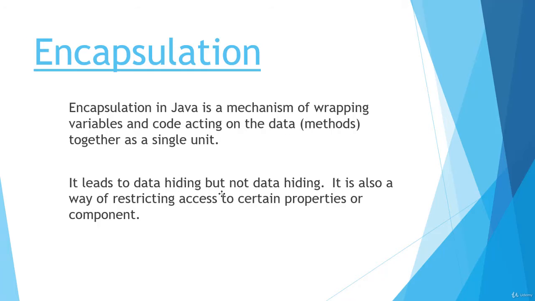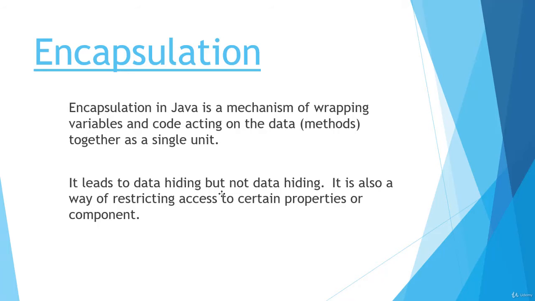Encapsulation is a pillar of OOP, and encapsulation in Java is a mechanism of wrapping variables and code acting on the data together as a single unit. Encapsulation means we create some instance variables and member functions, and when we wrap them up in a single unit, that thing is called encapsulation. It leads to data hiding, but it is not the same as data hiding. It is also a way of restricting access to certain properties of the component.